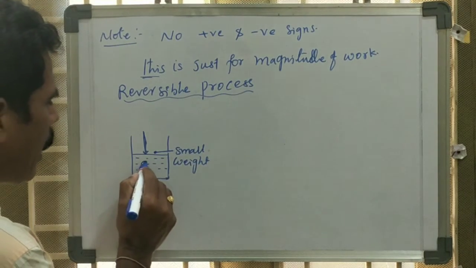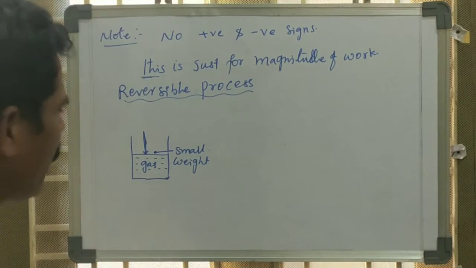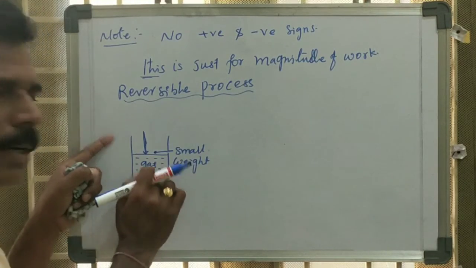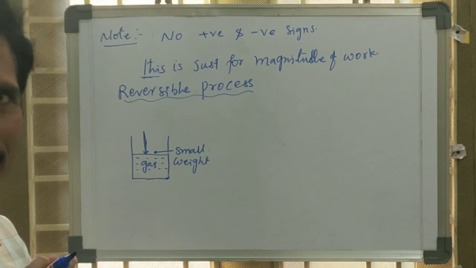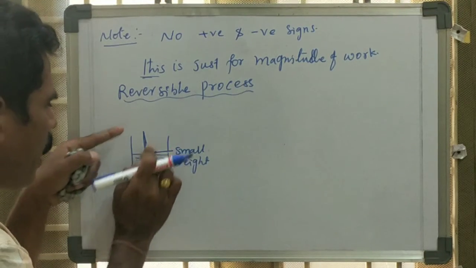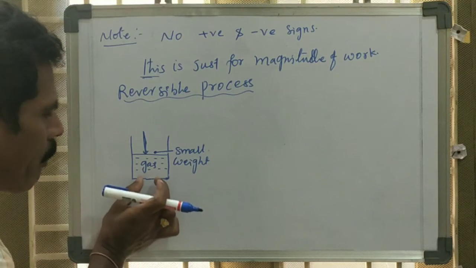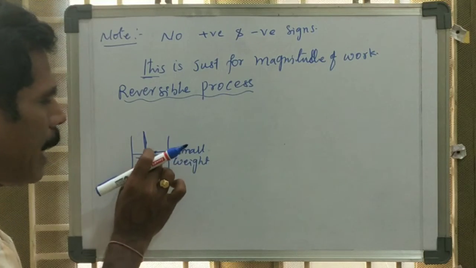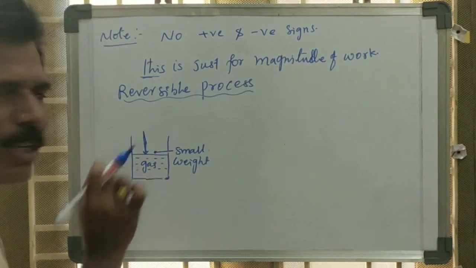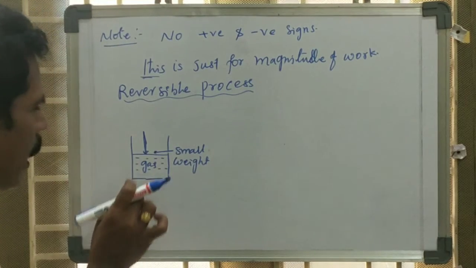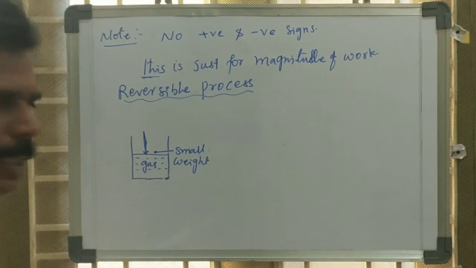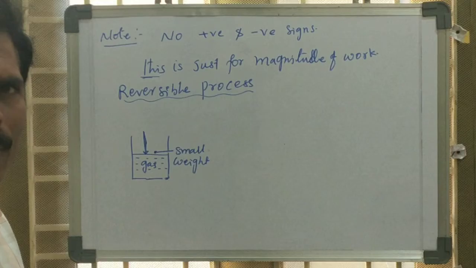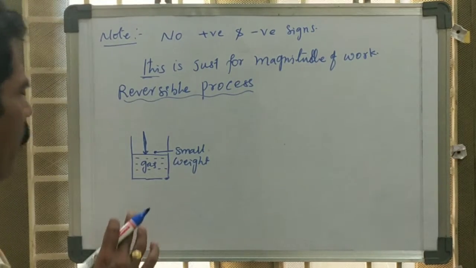Now, the gas pressure is a little bit less than the atmospheric pressure. The pressure of the atmosphere is a little bit more than the pressure of the gas inside the cylinder, because a small weight was kept over the gas along with the piston. So slowly the piston will move inside, so that the volume of the gas slightly decreases.